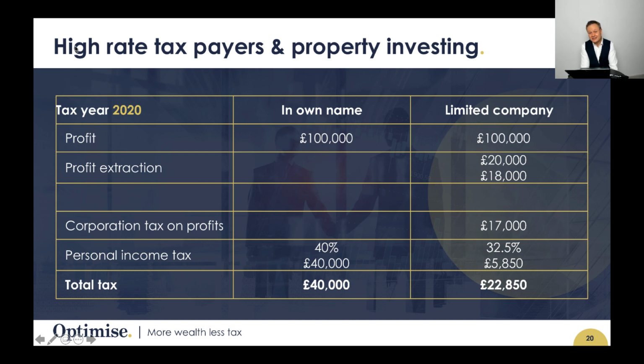£22,850, which is significantly less than having the properties taxed in your own name, because all of the property profits would be taxed irrespective of whether you reinvested the money or not. And that is why it's a great way to use a limited company if you are looking for long-term investment strategies.